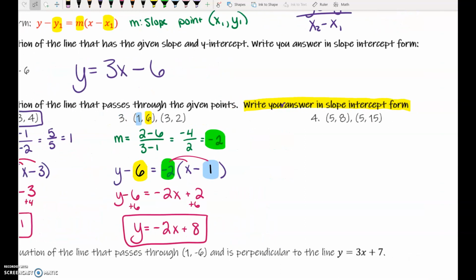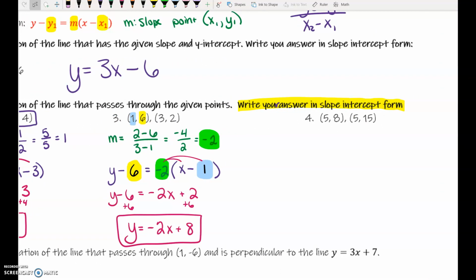Okay, I want you to pause the video and try number 4 entirely on your own. Okay, so how many of you got to this point and said, what do we do now? What number do we use for undefined? This is undefined slope. That means that this is a vertical line. The equation of a vertical line is x equals something. What is the x value in both of these points? 5. So x equals 5.